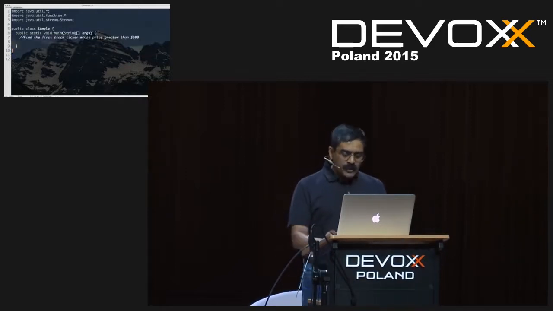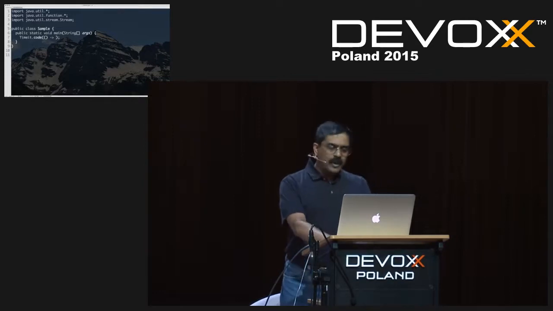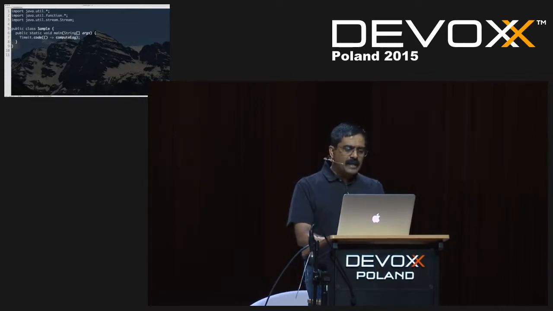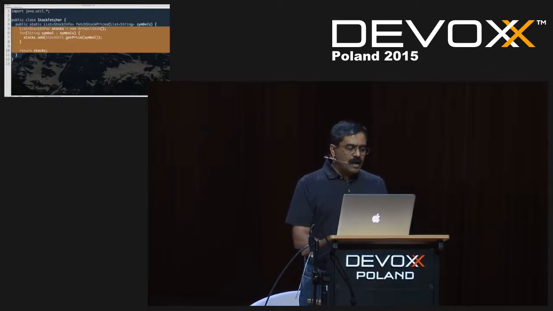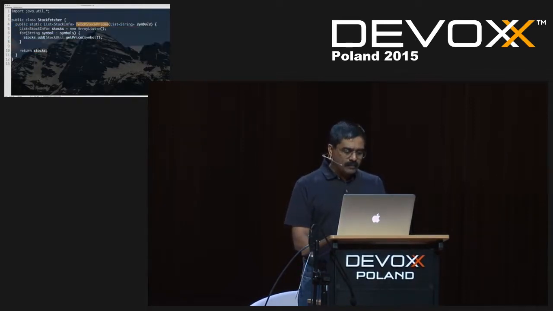So I'm going to go back to the code here. I'm going to create a timeIt code so we can measure the time that this code is going to take. We'll call it compute eager, and I'm going to just call that function called compute eager. So let's go ahead and write that function. Within this function, first of all, I'm going to go to the stock fetcher and call this method called fetch stock prices.